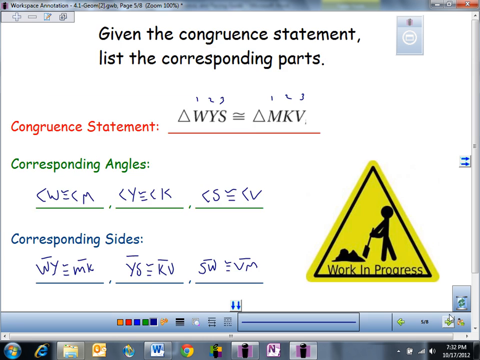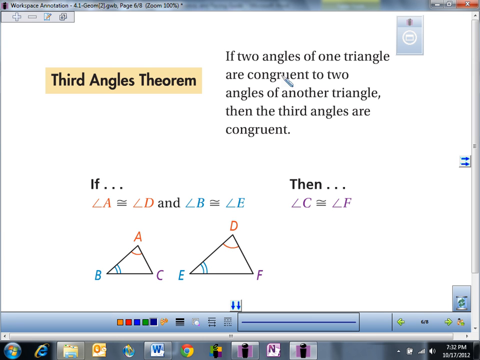So here's a theorem to add to your word bank. If two angles of one triangle are congruent to two angles of another, then the third angles are congruent. So if we have this picture where angle B and angle E are congruent, and angle A and angle D are congruent, by the third angles theorem, C has to be equal to F. So the third angles theorem proves that a third angle is congruent.